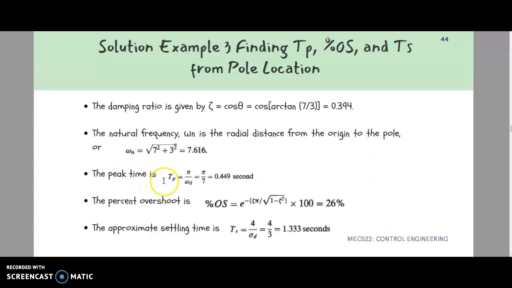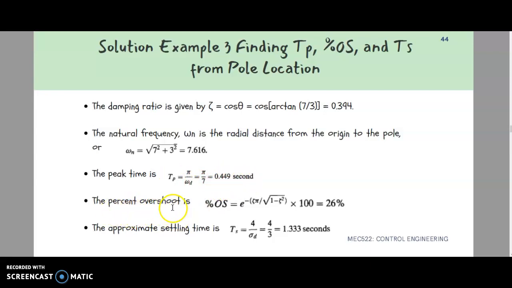Next, you want to find the peak time. So I just focus on this one, because there is no time. TP equals pi divided by omega d. Omega d you can take from the graph. So you get TP equals 0.449 seconds.